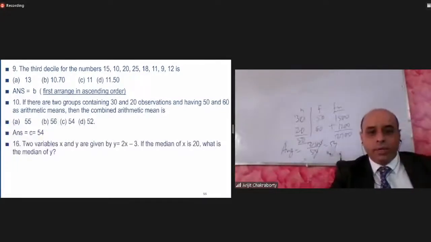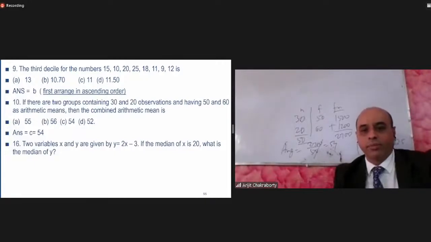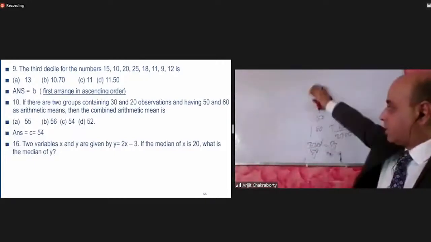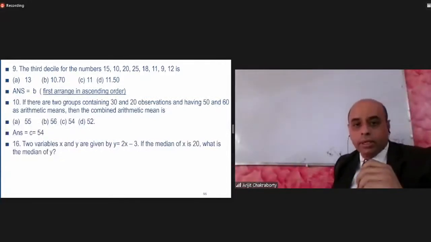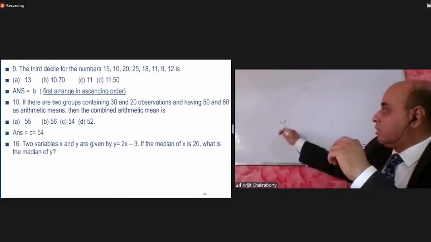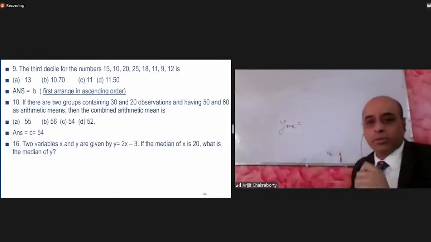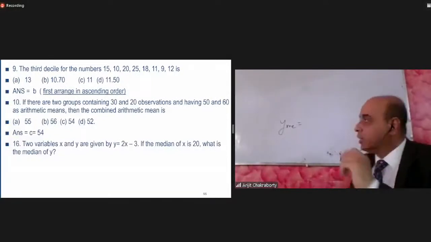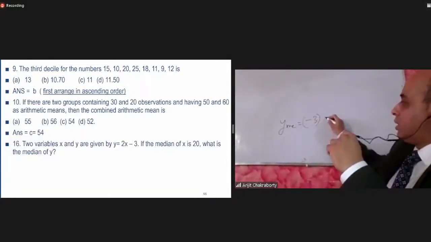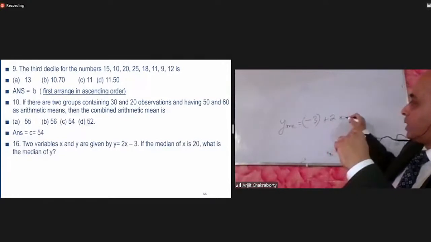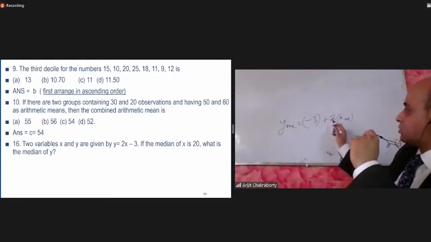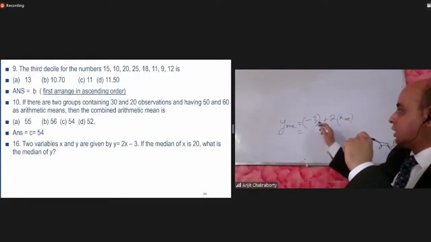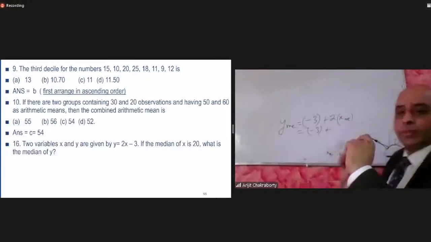Two variables x and y are given by y equal to 2x minus 3. If the median of x is 20, what is the median of y? Very similar to this, we have already done. This is the relation of x and y. If there is a linear relation, the median of y is equal to minus 3 plus 2 into median of x.